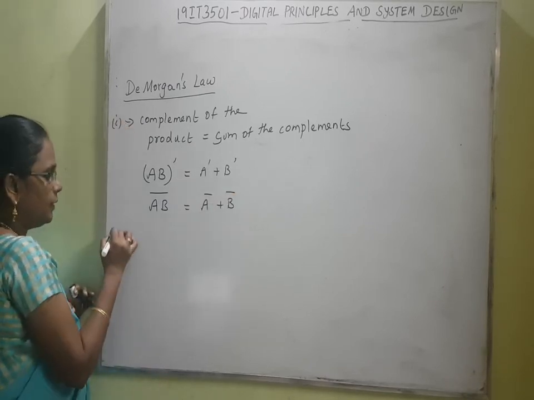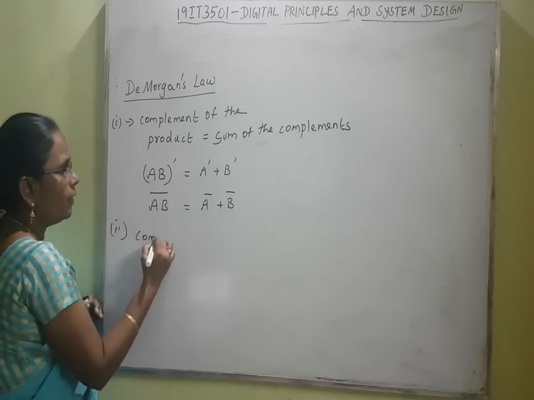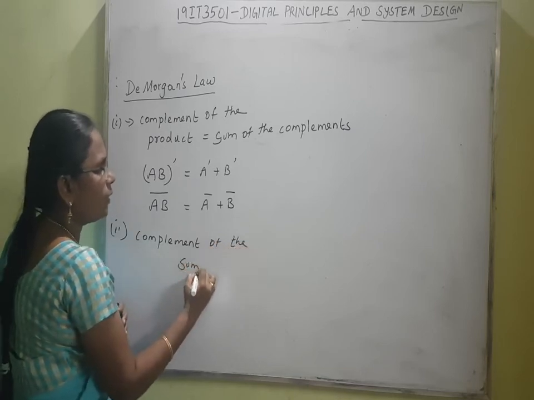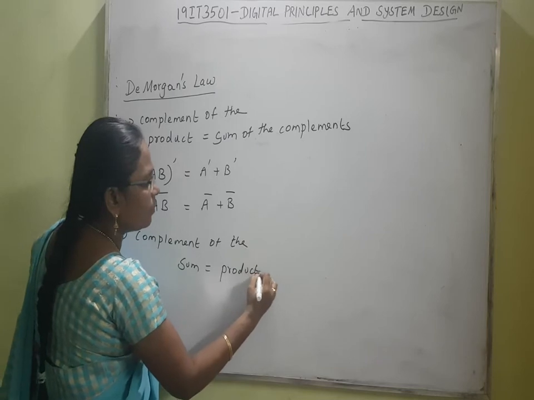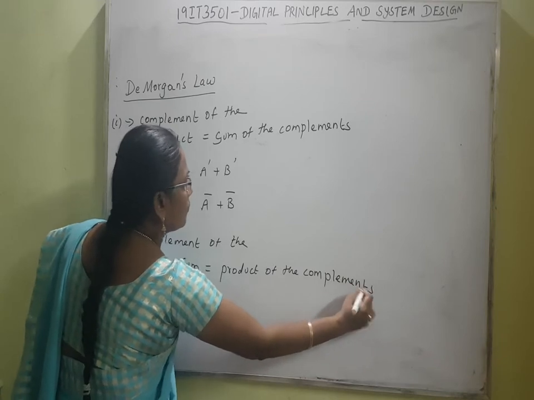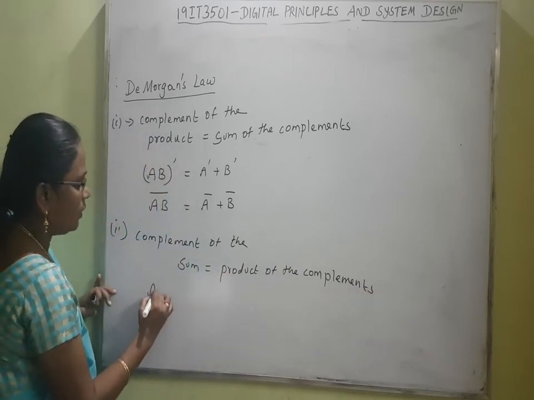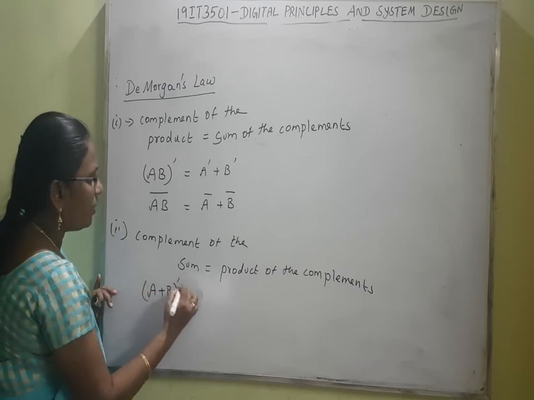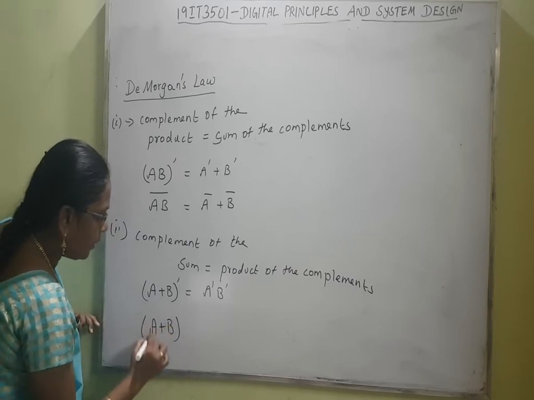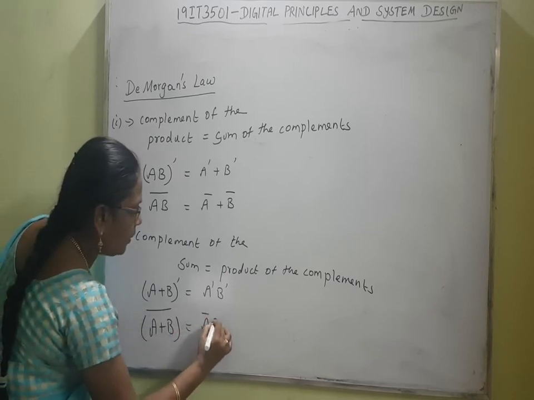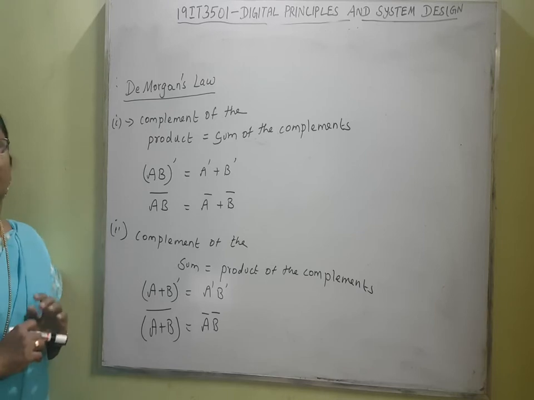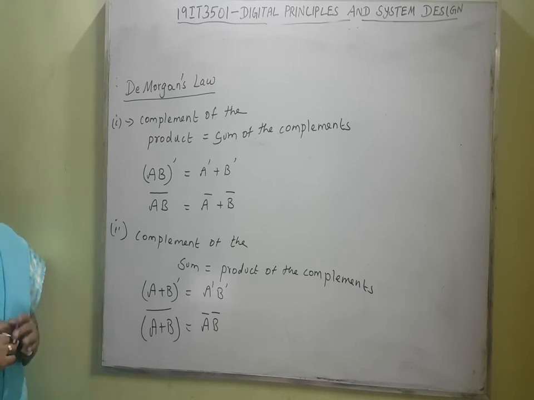This is the first law. De Morgan's second law indicates the complement of the sum is equal to the product of the complements. Which is A plus B the whole bar is equal to A bar into B bar. Or you can say A plus B the whole bar is equal to A bar B bar. So this is De Morgan's law. This is a very important law that we will be using in the simplification of Boolean expressions.